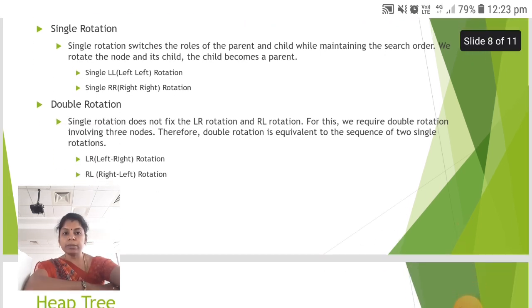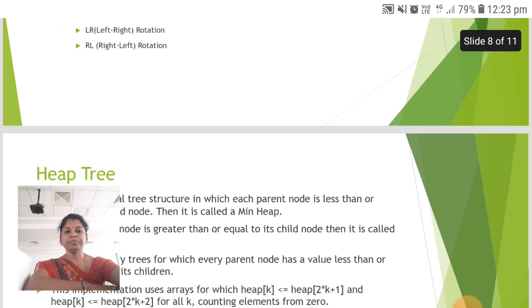The next is the double rotation. Single rotation does not fix the LR rotation and RL rotation, that is, left-right rotation and right-left rotation. For this, we require double rotation involving three nodes. Therefore, double rotation is equivalent to a sequence of two single rotations: LR, left-right rotation, and RL, right-left rotation.